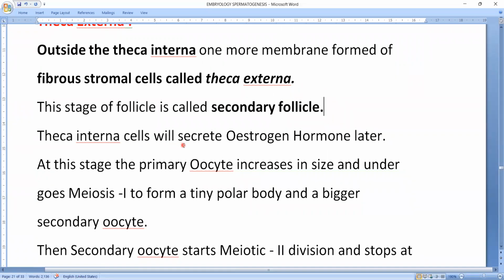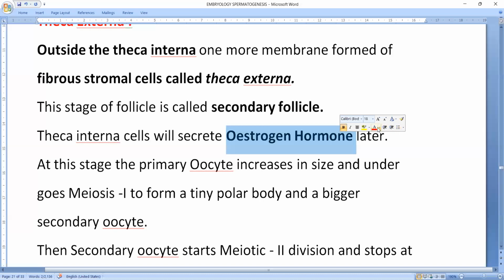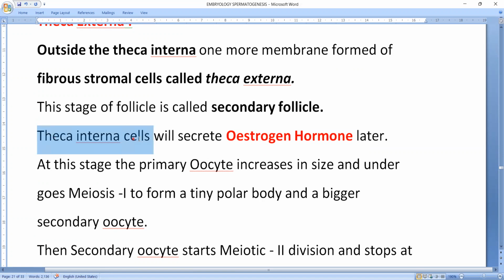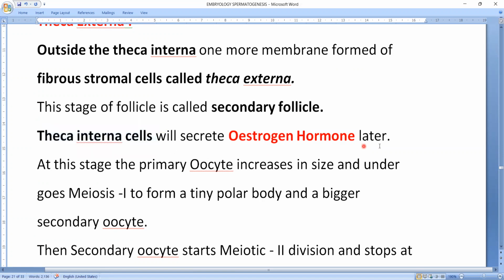Theca interna cells will secrete, you remember, generally we write or read that the ovary produces estrogen hormone అని చదువుతాం. సో దట్ టు స్పెసిఫిక్ గా ఏ సెల్స్ ఈస్ట్రోజన్ హార్మోన్ ప్రొడ్యూస్ చేస్తాయి. సో టెస్టోస్టెరాన్ అయితే లీడింగ్ సెల్స్ అంటాం, ఇంటర్స్టిషియల్ సెల్స్ అంటాం. ఓకే, ఈస్ట్రోజన్ హార్మోన్ theca interna cells will produce the estrogen hormone.